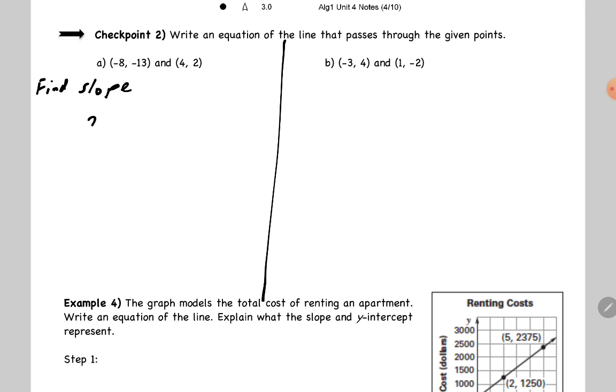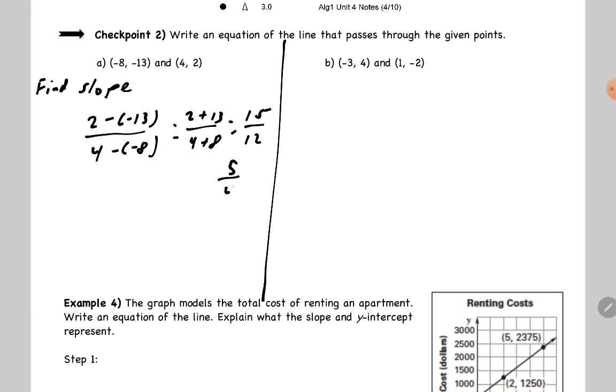So 2 minus negative 13 over 4 minus negative 8. That'll be 2 plus 13 over 4 plus 8, which is 15 over 12. Let's reduce this. Both numbers are divisible by 3, and this will become 5 over 4. Okay, that's my slope.